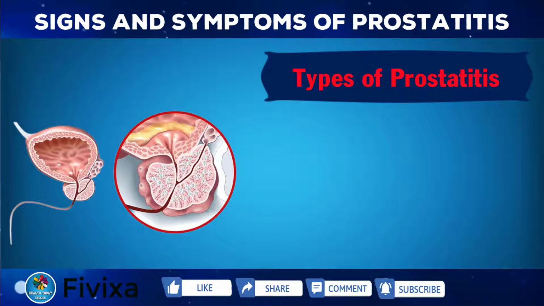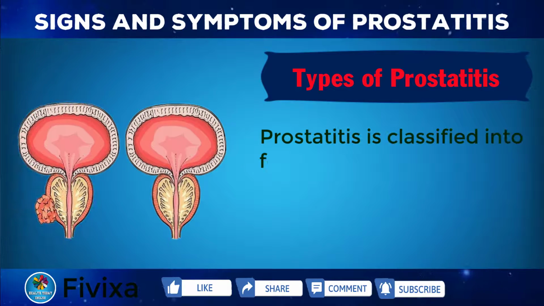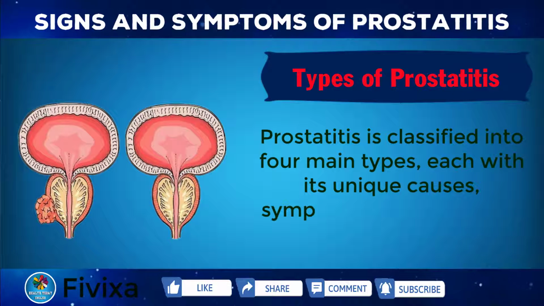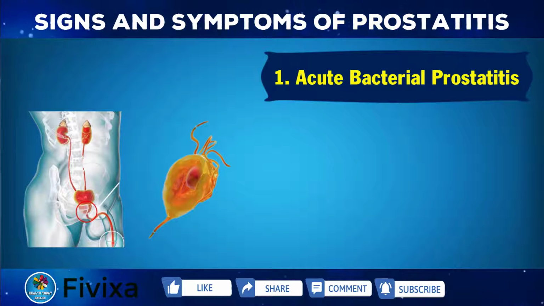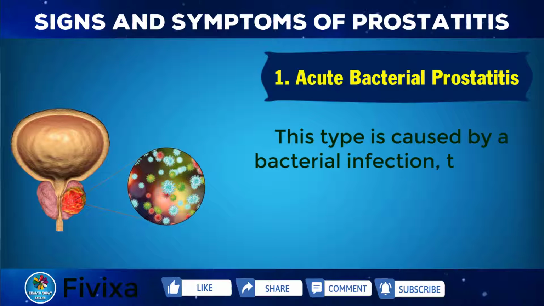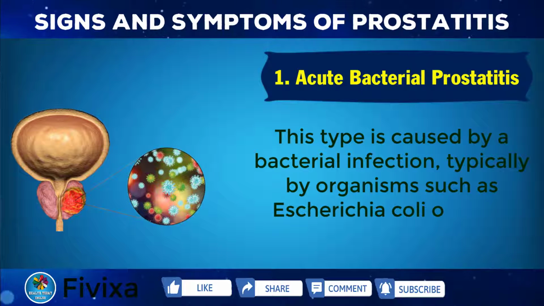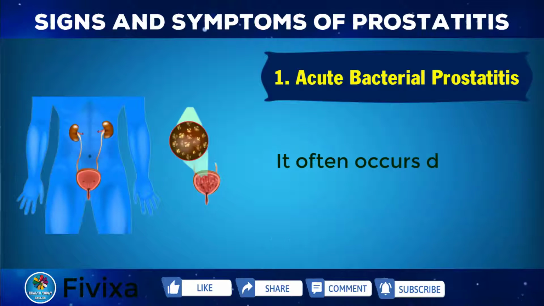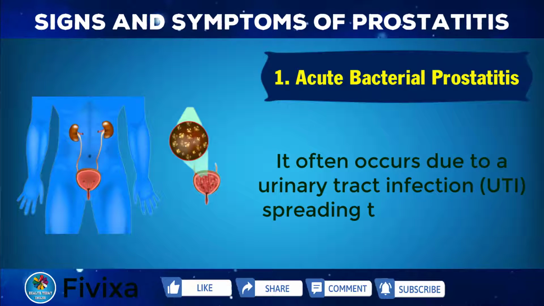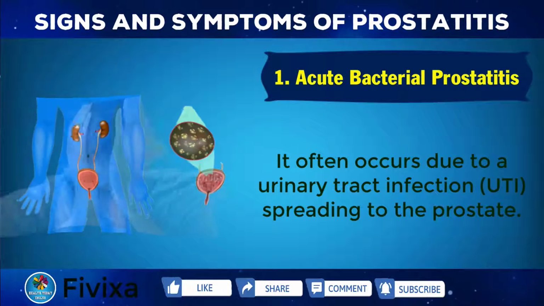Types of prostatitis. Prostatitis is classified into 4 main types, each with its unique causes, symptoms, and treatment options. 1. Acute bacterial prostatitis. Cause. This type is caused by a bacterial infection, typically by organisms such as Escherichia coli or other gram-negative bacteria. It often occurs due to a urinary tract infection (UTI) spreading to the prostate.